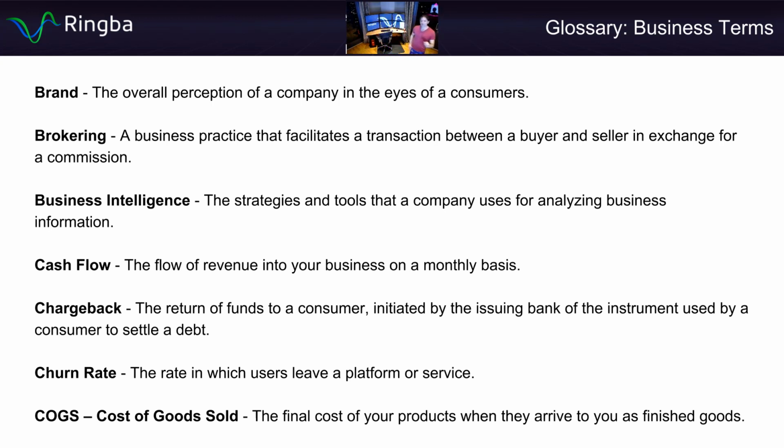COGS, these are your cost of goods sold. And this is the final cost of your product when they arrive to you as finished goods. So if you take into account all the manufacturing costs or all of the infrastructure costs of the call center, for instance, all of the management costs, shipping if it's a physical product, telecommunications services if you're a call center, just every single cost that's required to actually complete a sale, that's your cost of goods sold.